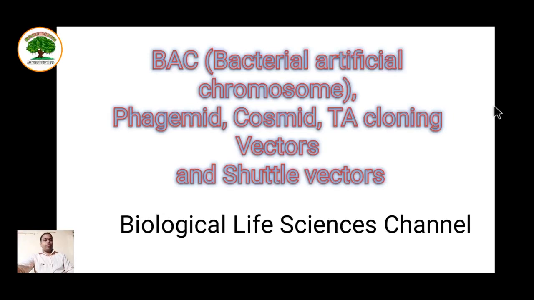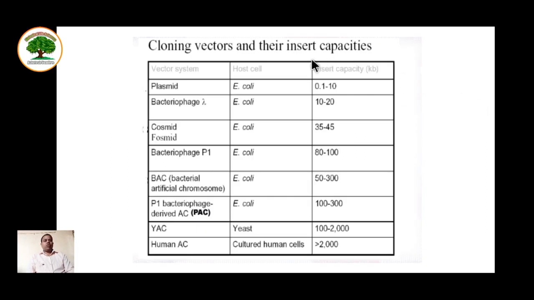In today's video, we are going to see different cloning vectors such as bacterial artificial chromosome, phasmid, cosmid, TA cloning vectors and shuttle vectors. So let's begin. At the start, we are going to see what a cloning vector is and their capacities to insert different DNA fragments.